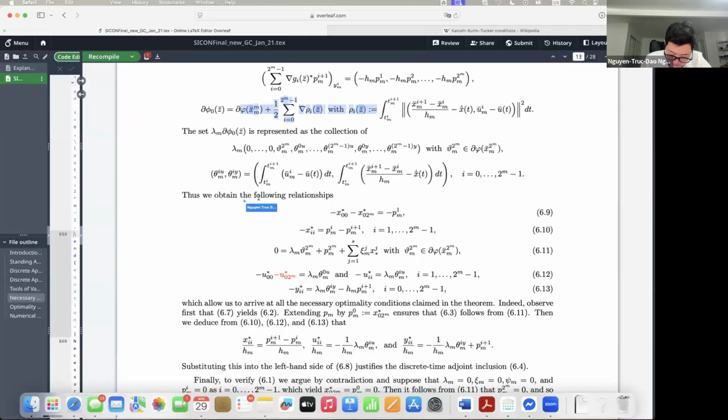Okay, why do we have 0 here now? Why do we have 0? Why do we have 0 here? Lambda m. Theta here is gonna be this integral.